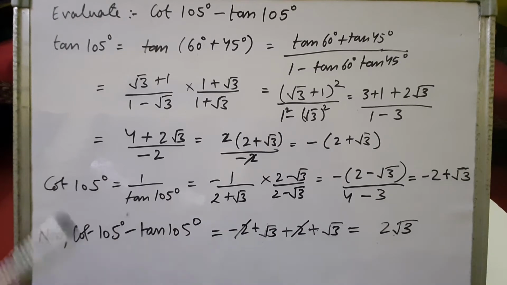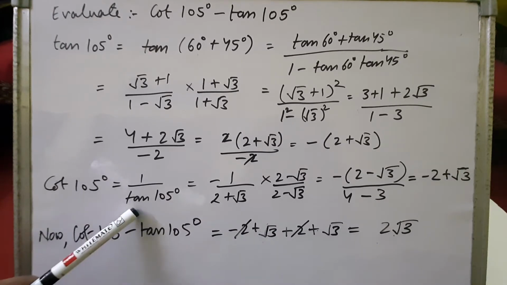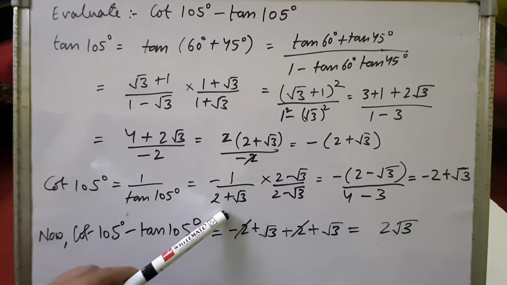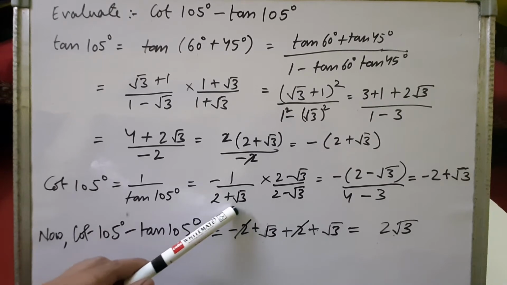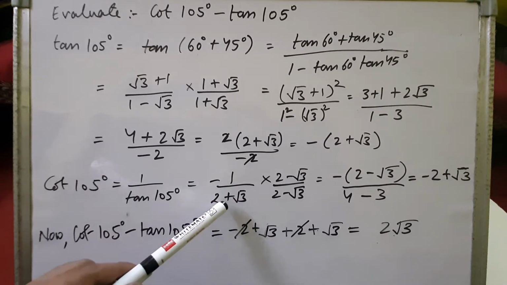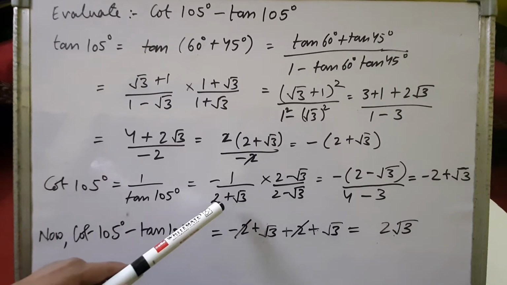So cot 105 degree can be written as 1 upon tan 105 degree. Tan 105 degree we have calculated as minus 2 minus root 3. So it will be 1 upon minus 2 minus root 3. So what will we do again? Again a square root is there in the denominator, so we are rationalizing it by multiplying by 2 minus root 3 in the numerator and denominator.